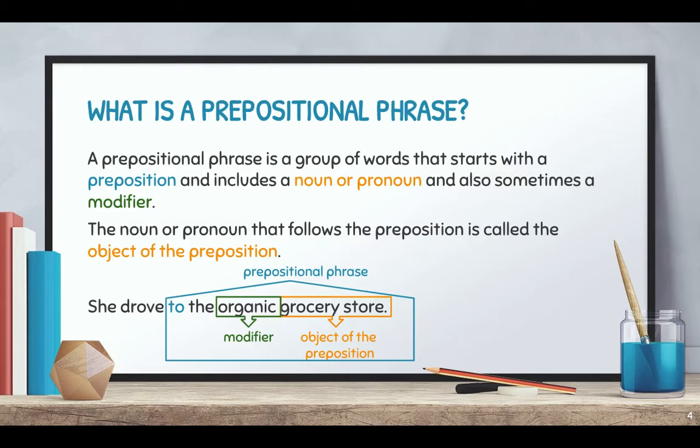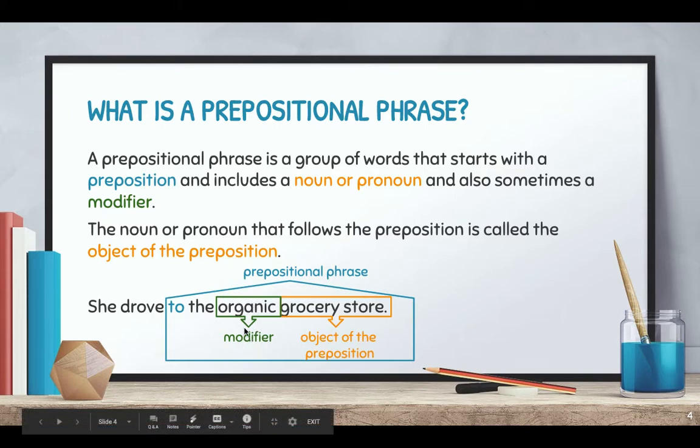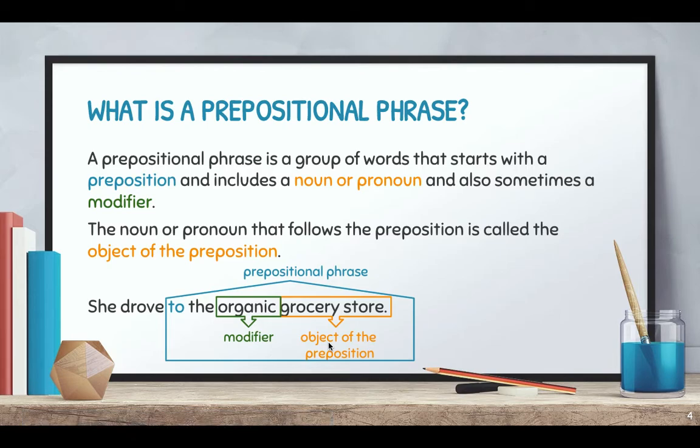So a prepositional phrase is a group of words that starts with a preposition, and it includes a noun or pronoun. And sometimes it includes a modifier. So that noun or pronoun that the prepositional phrase includes is called the object of the preposition. And so while the modifier is not necessary to make the prepositional phrase, the object of the preposition is. It has to have that to be a prepositional phrase.